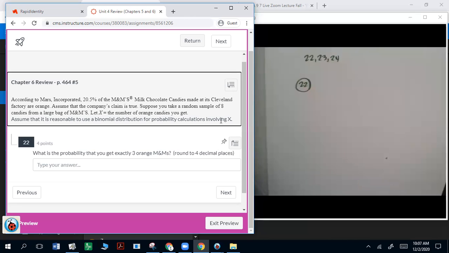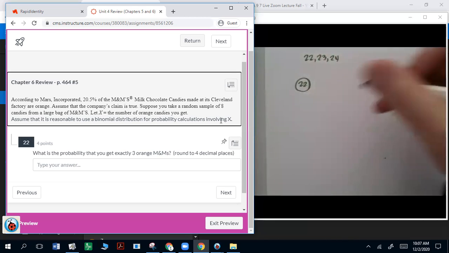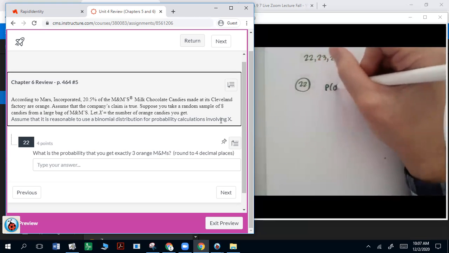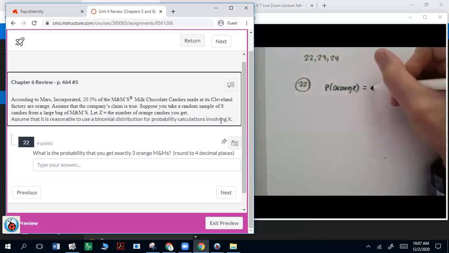Now, typically, if you're grabbing from a bag and not replacing it, technically they're not independent. But let's assume the bag is so large that they are independent. We want to know what's the probability you get exactly 3 orange M&Ms. So for this problem, the probability of getting orange is 20.5%. So it's going to be 0.205.